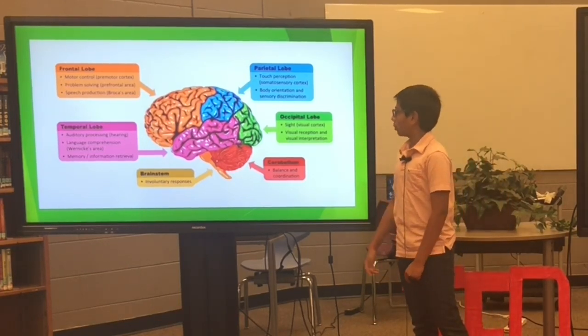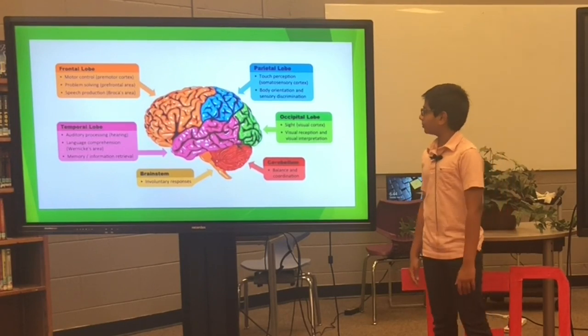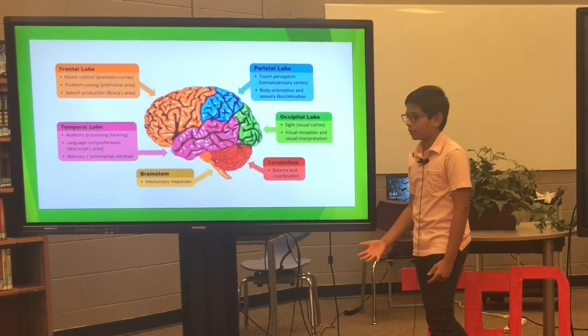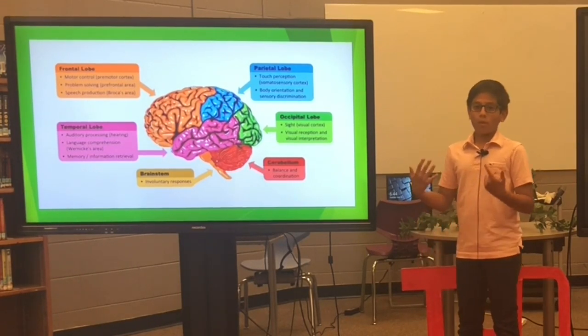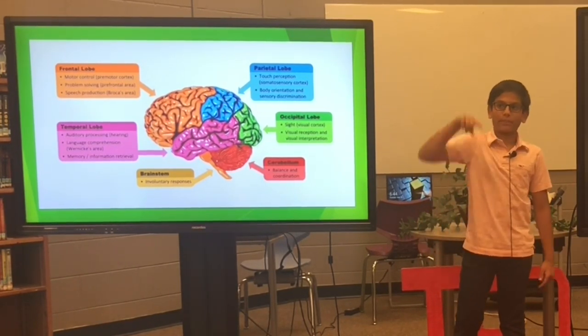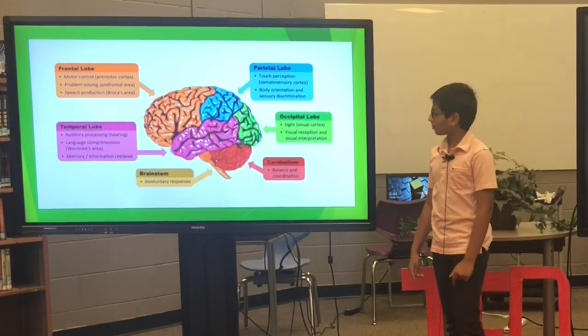Now the occipital lobe, which is sight. Looking is basically what sight is. And then visual reception and interpretation, which basically means understanding what you're seeing. So if I know that says STEM back there, and I know that says FIC right there.